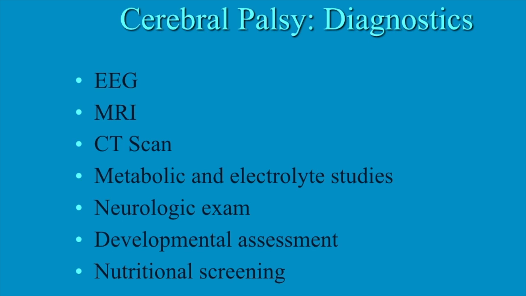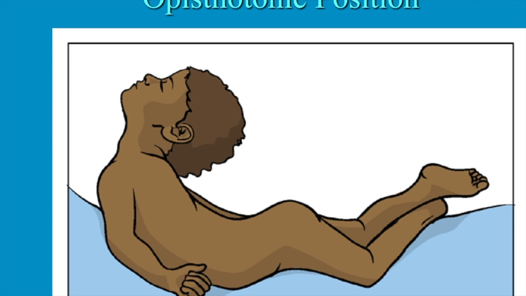They will get a very careful neurologic exam as well as a developmental assessment to see where they're at, how far behind they might be, and where we need to keep going to promote the best that they can be. And then, of course, nutritional screening is appropriate in those children who are failure to thrive, in addition to the CP.